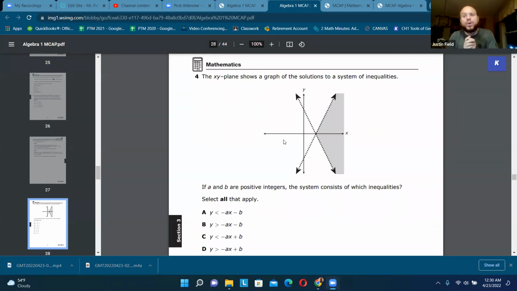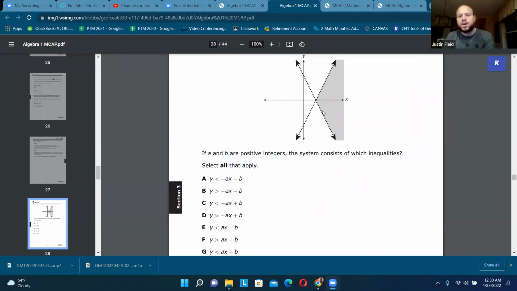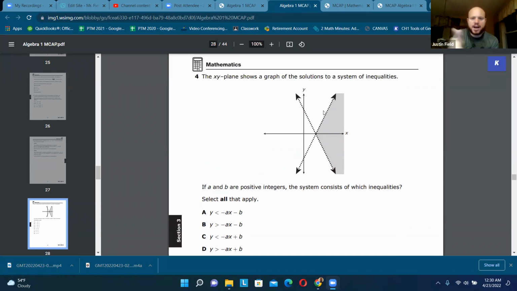Because you're going to have 45 minutes to do the 6 questions, so just keep thinking about it. Make sure you have a good pace. The XY plane shows a graph of the solutions to a system of inequalities. So we know about that. We got dotted lines, so that's less than or greater than, no or equal to, and shaded over there, that must be the overlapping of the 2 lines. So systems of inequalities. If A and B are positive integers, the system consists of which inequalities?